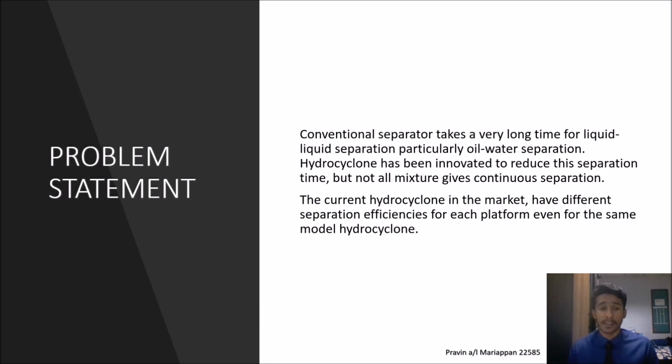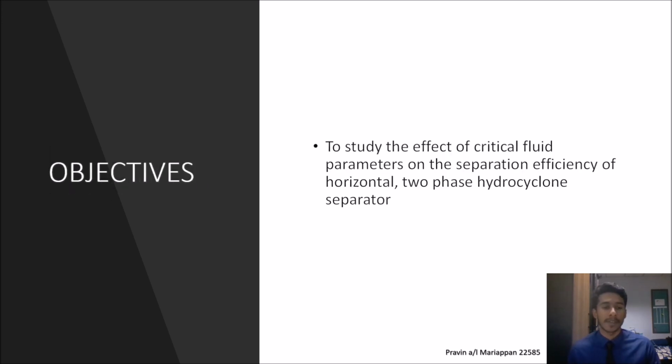Now let's take a look at the problem statement for the study. So conventional separators take a very long time for liquid-liquid separation, particularly oil-water separation. Hydrocyclone has been innovated to reduce the separation time, but not all mixtures give continuous separation. The current hydrocyclones in the market have different separation efficiencies for each platform, even for the same model of hydrocyclone. This is due to the differences in the fluid properties. That is why our objective is to study the effect of critical fluid parameters on the separation efficiency of horizontal two-phase hydrocyclone separator.